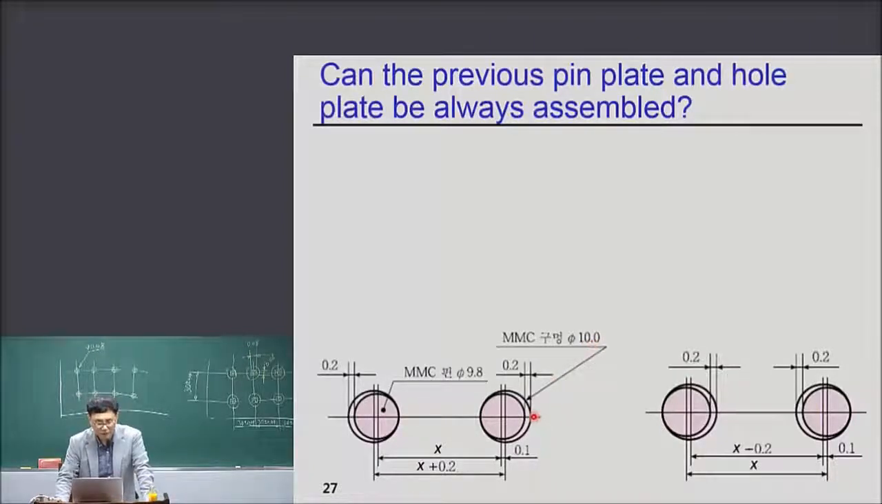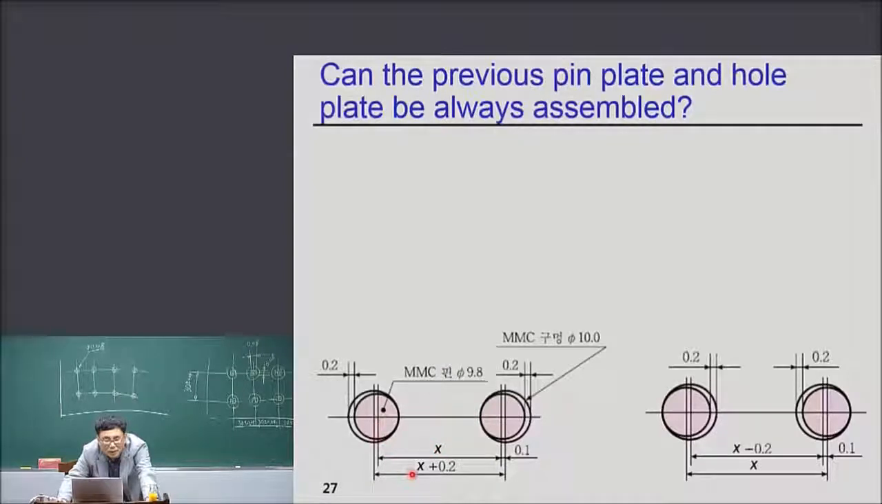Now this is the other extreme case. Now the center distance of the MMC pin. Now this is a pin. Maybe it's a small display, but you see the pin plate here. The distance of the MMC pin, according to the MMC pin, is x. Let's assume that the center distance between the MMC pins is x.